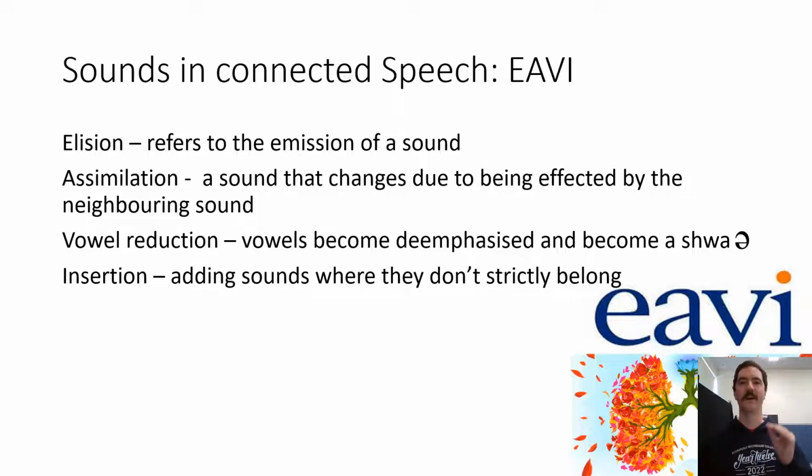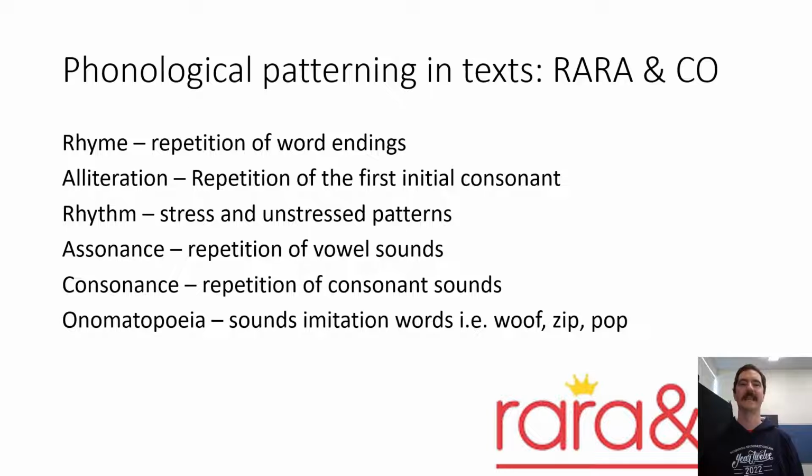So the kind of higher register, formal British accent is quite precise with its vowels, but Australians pretty much just drop the vowel and weaken it to a schwa. Insertion is adding sounds where they don't belong, so athletic and those sorts of things. Phonological patterning in text, we get RA, RA, and CO. So rhyme was rhyme, the ending, so kind of cat, hat, mat, pat. So it's the ending of the word that's being rhymed.